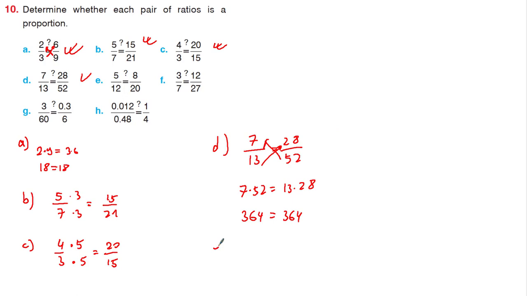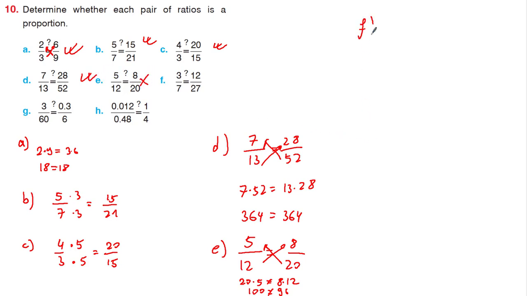Under E, you get 5 over 12. If you cross multiply, in this case 20 times 5 is equal to 8 times 12. 20 times 5 is 100. 8 times 12 is 96. This is clearly not equal, so this is not a proportion.